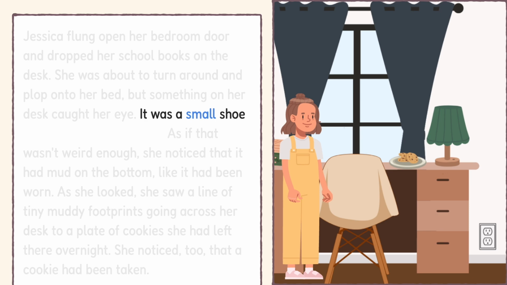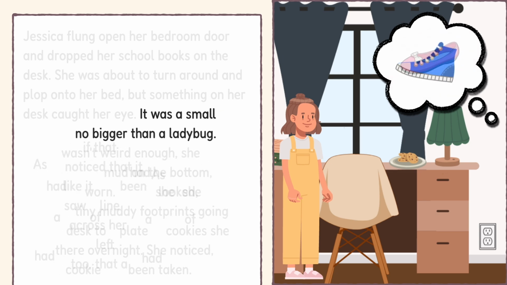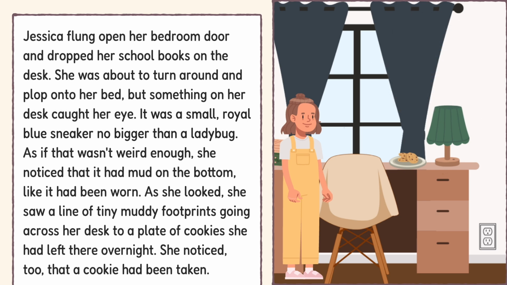For example, we could add, no bigger than a ladybug. Nice. We could also be more specific about what kind of shoe it is. Maybe it could be a red high heel shoe, or perhaps a royal blue sneaker, or even a pastel pink ballet flat. Let's go with the sneaker. So, our new sentence reads, it was a small royal blue sneaker, no bigger than a ladybug. That's much more descriptive.